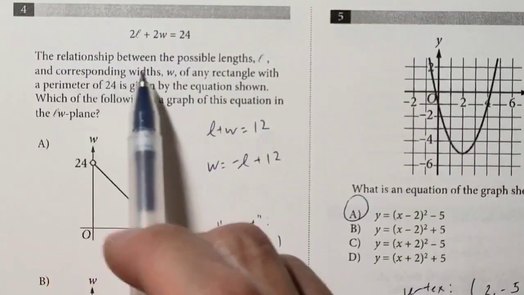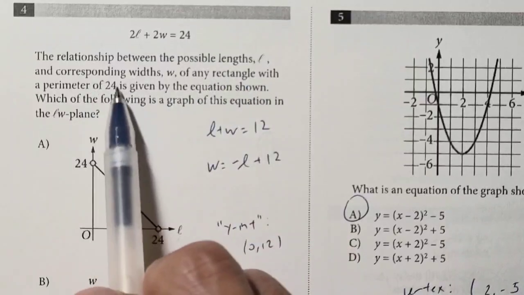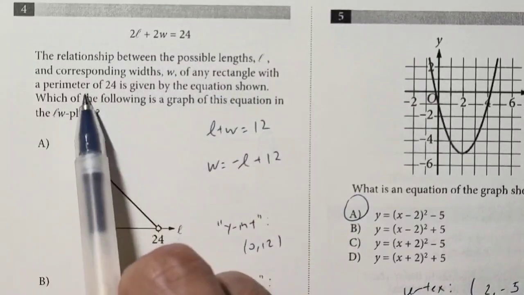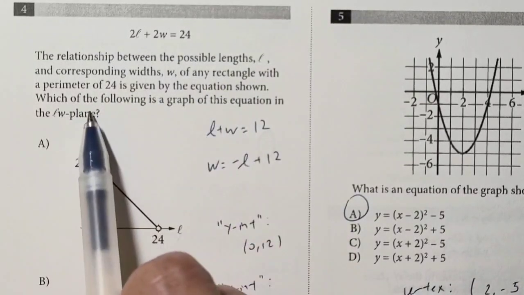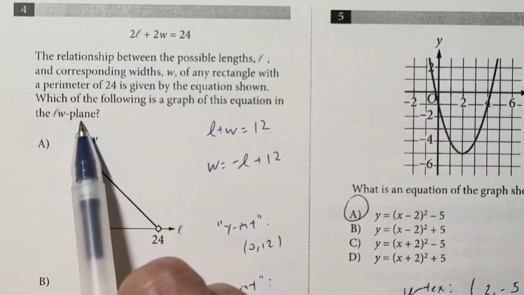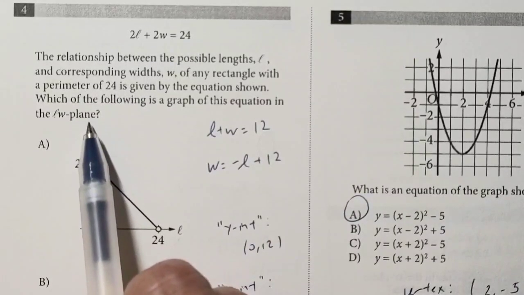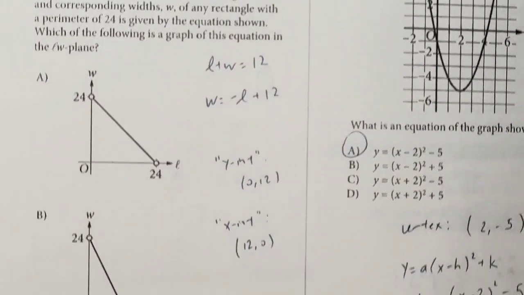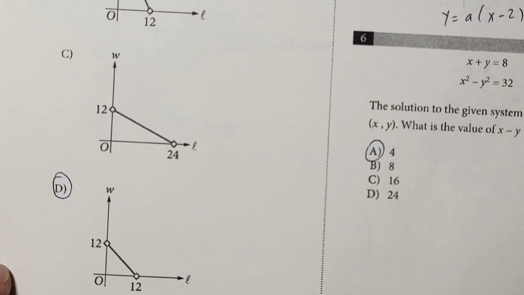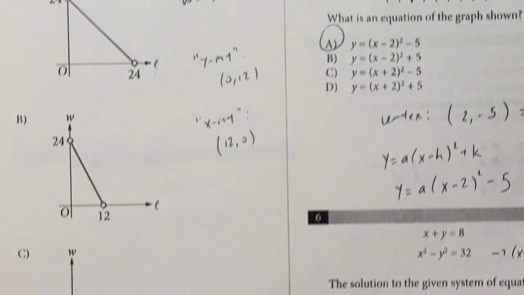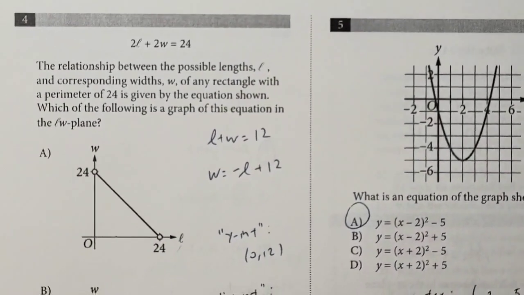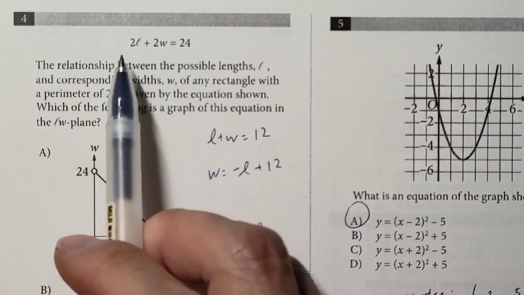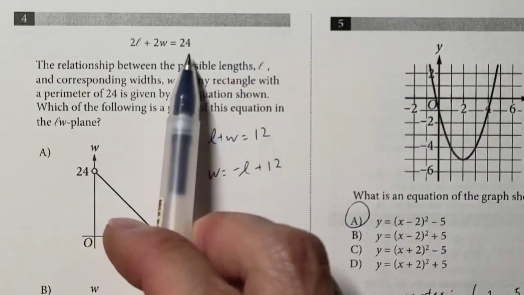Okay, the relationship between the possible lengths L and corresponding widths W of any rectangle with perimeter 24 is given by the equation above. Which of the following is a graph of the equation in the LW plane? Okay, so if you look at the choices, the W is like the Y, and L is like the X, okay? So first of all, for this equation, you can divide by 2 on both sides.